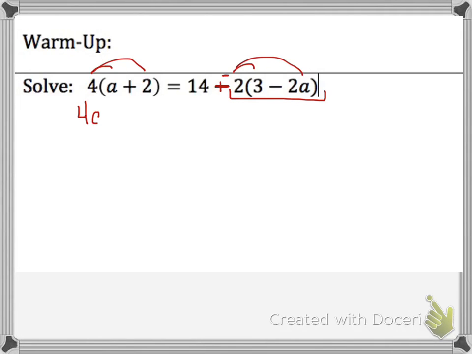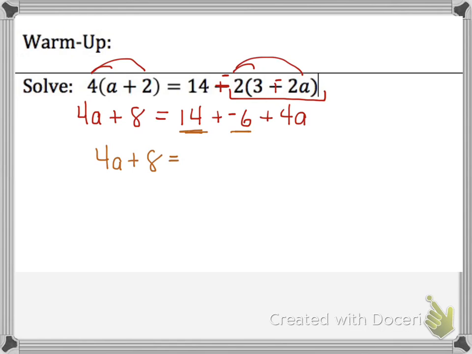On the left-hand side, we get 4a plus 8. On the right-hand side, 14 plus negative 6, and then plus a positive 4a, again watching that you've distributed that negative to both pieces. We have like terms on the right, 14 and negative 6, and so we end up with 4a plus 8 is equal to 8 plus 4a.